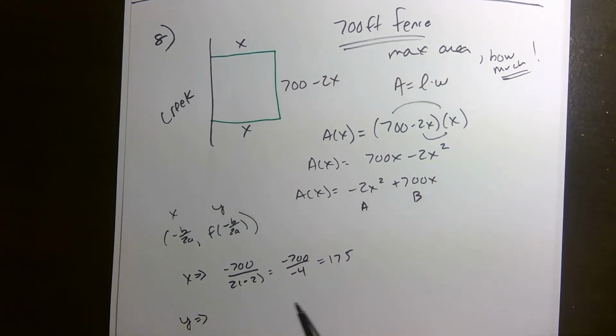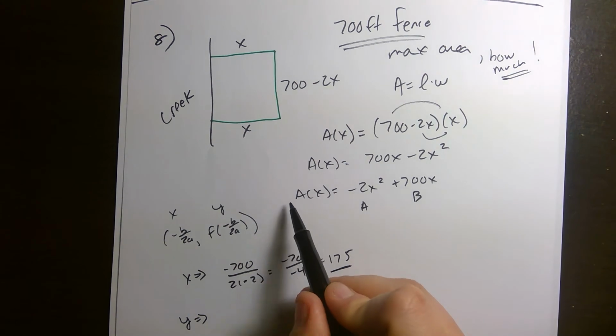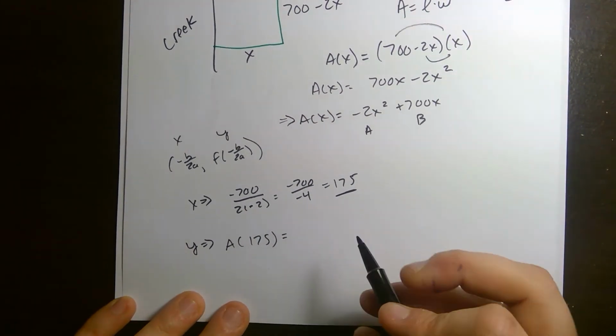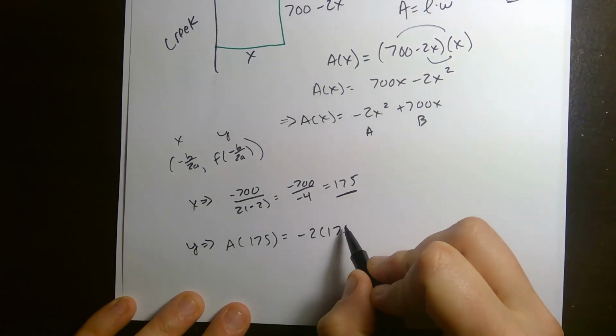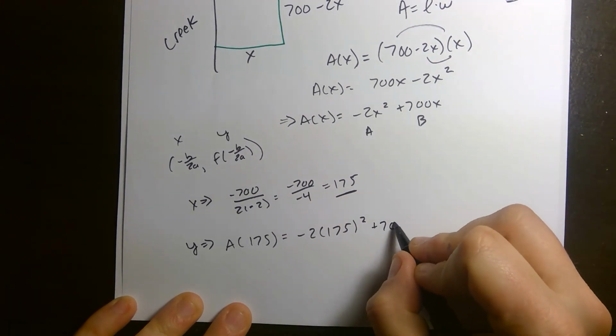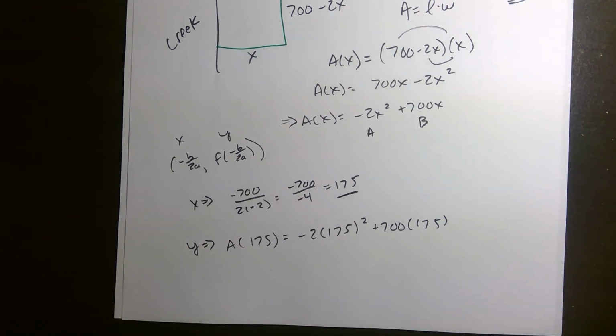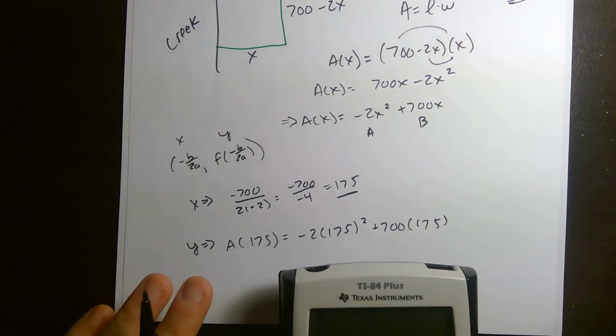But again, I know that I don't just want the x value. I need to find the whole entire thing, which is going to give me the total max. And so in order for me to find my y value, I need to find f of this. So in this case, I need to go back to this guy right here, which is my original function. And everywhere I see an x, replace it with 175. And so I will write, instead of A of x, A of 175 equals negative 2 times 175 squared, plus 700 times 175. And then I will go to my calculator, and I have to make sure you guys are typing this in right, because if you don't type this in right, you're not going to get the right answer.